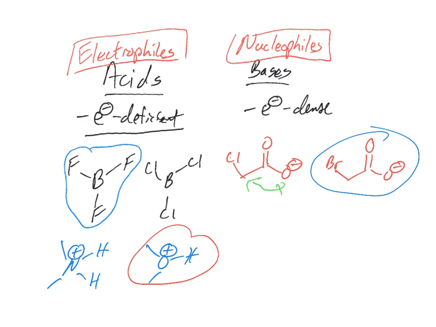So don't forget the definitions. Bases are electron dense. A more reactive base would be more electron dense. Acids are electron deficient. A more electron deficient acid would be more reactive.